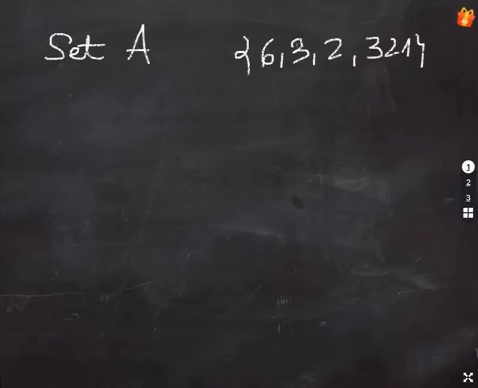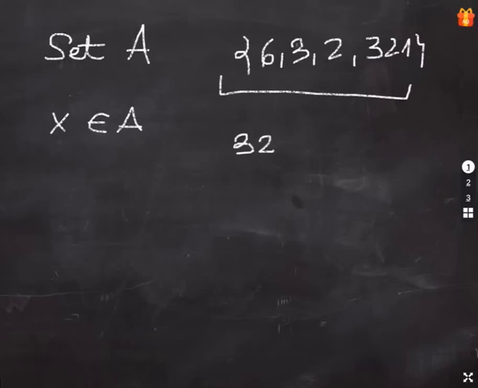Now, if x is an object, then we say that x lies in A, or also x is an element of A, and that we write it like this, if x is in the collection. For instance, in this set here, 321 lies in that collection. So we say that 321 is an element of that set.